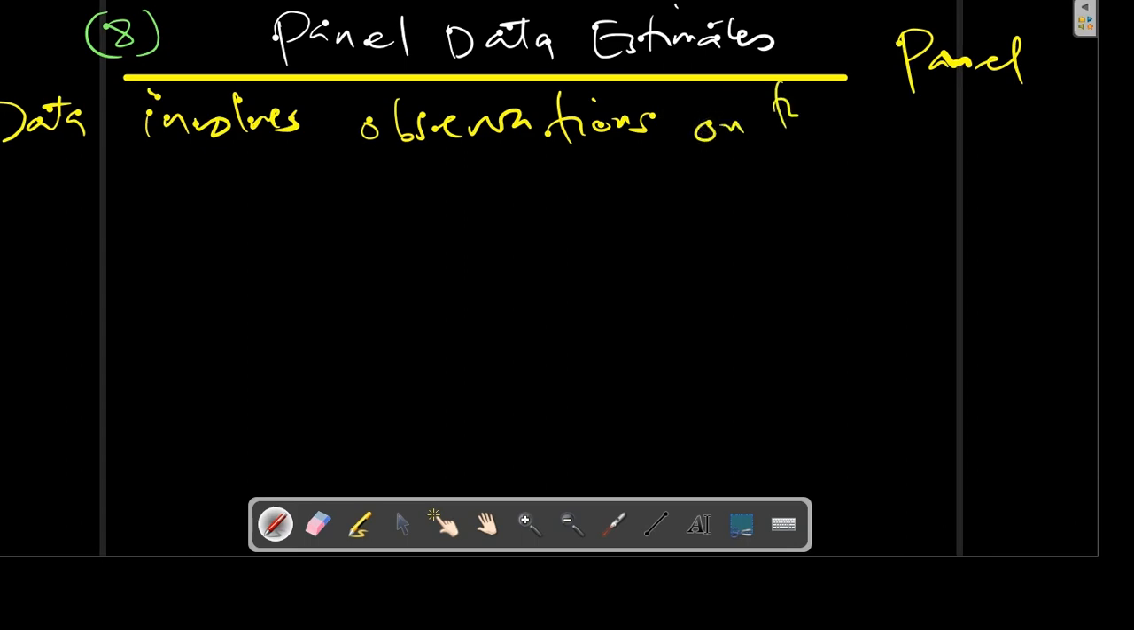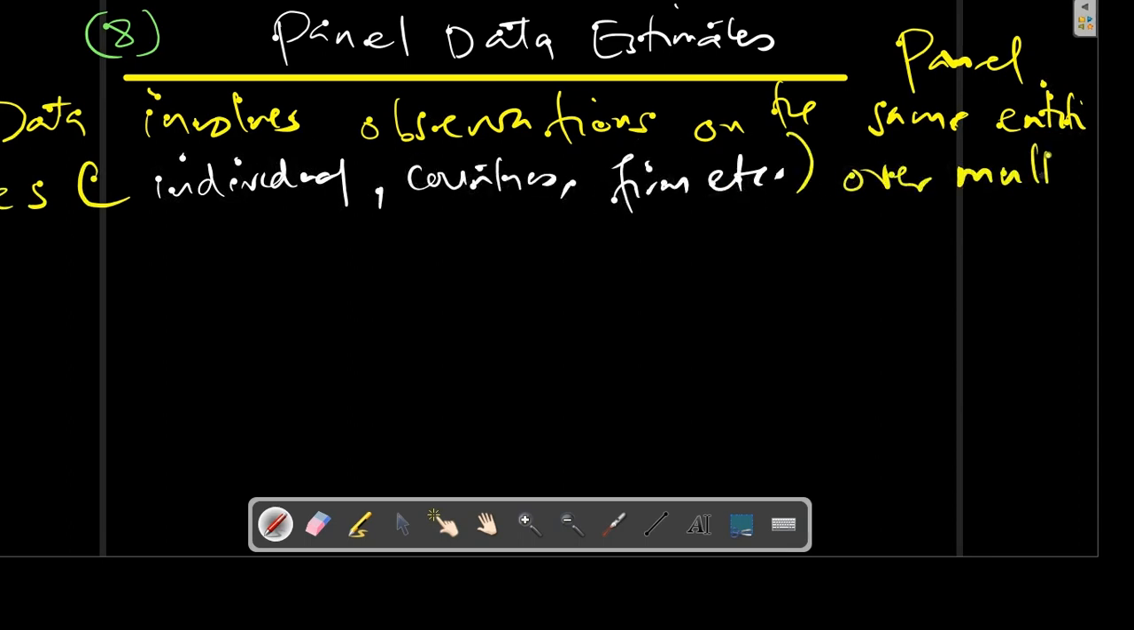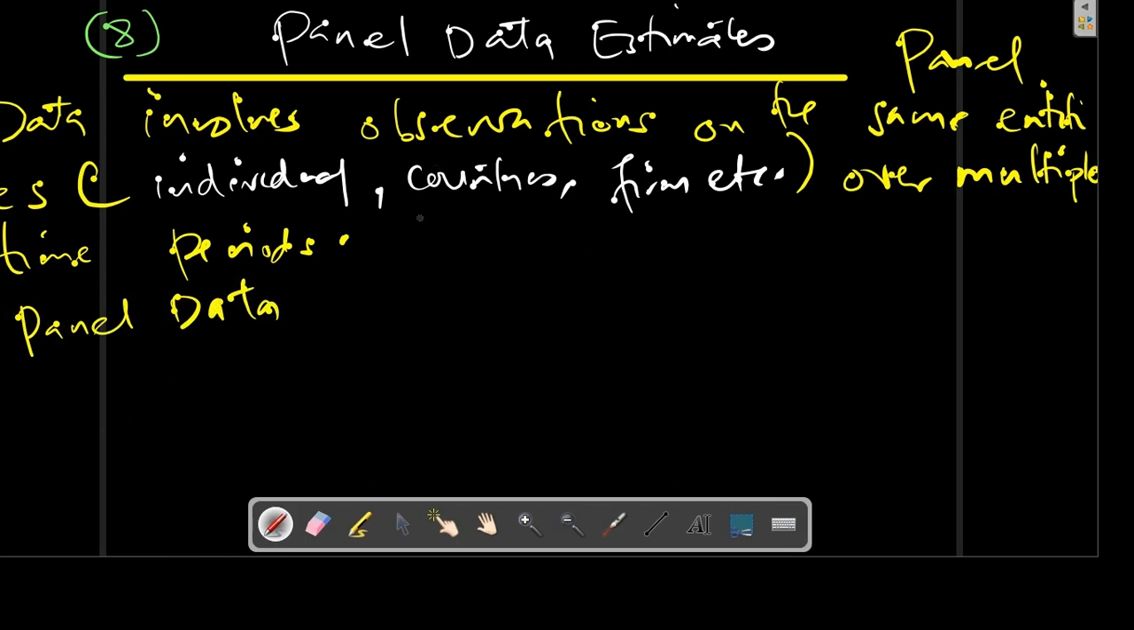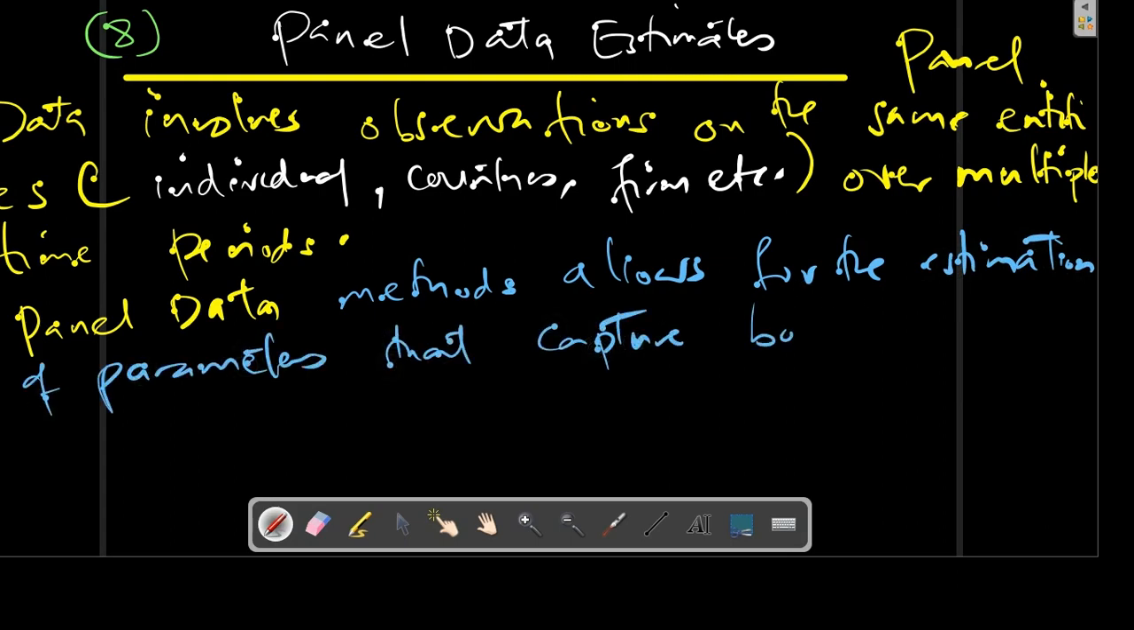Another type of estimate is panel data estimates. This involves observations on the same entities, where the entities include individuals, countries, firms, and so forth, over multiple time periods. So panel data methods allow for the estimation of parameters that capture both the cross-sectional and temporal variations.